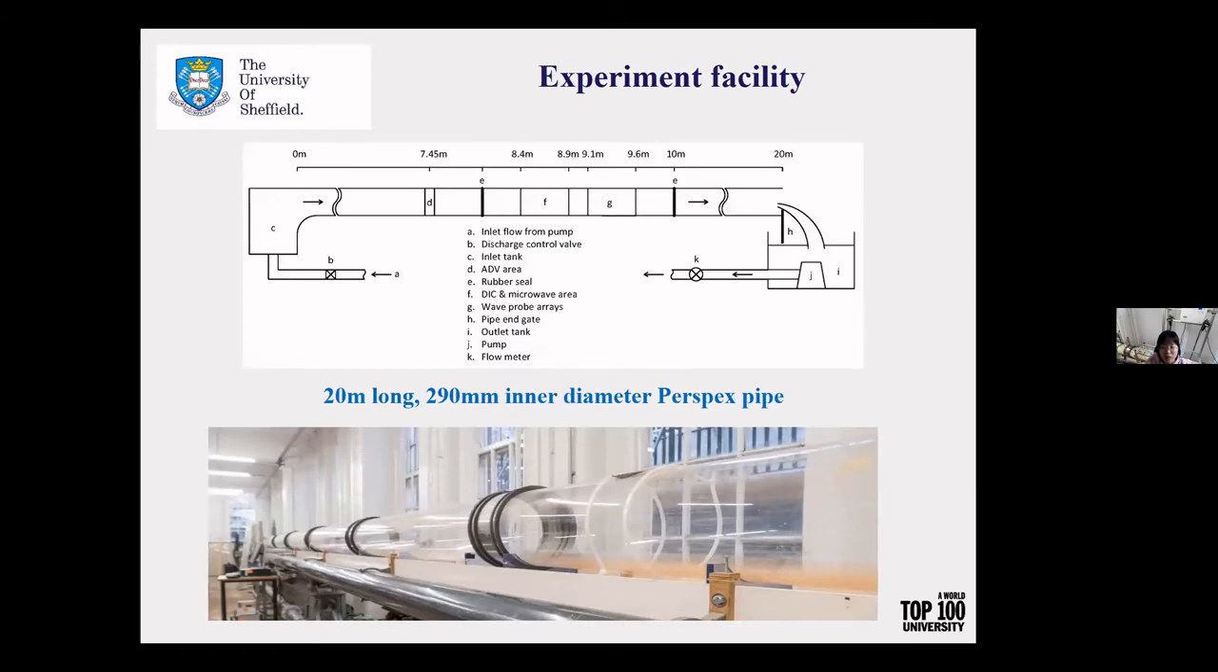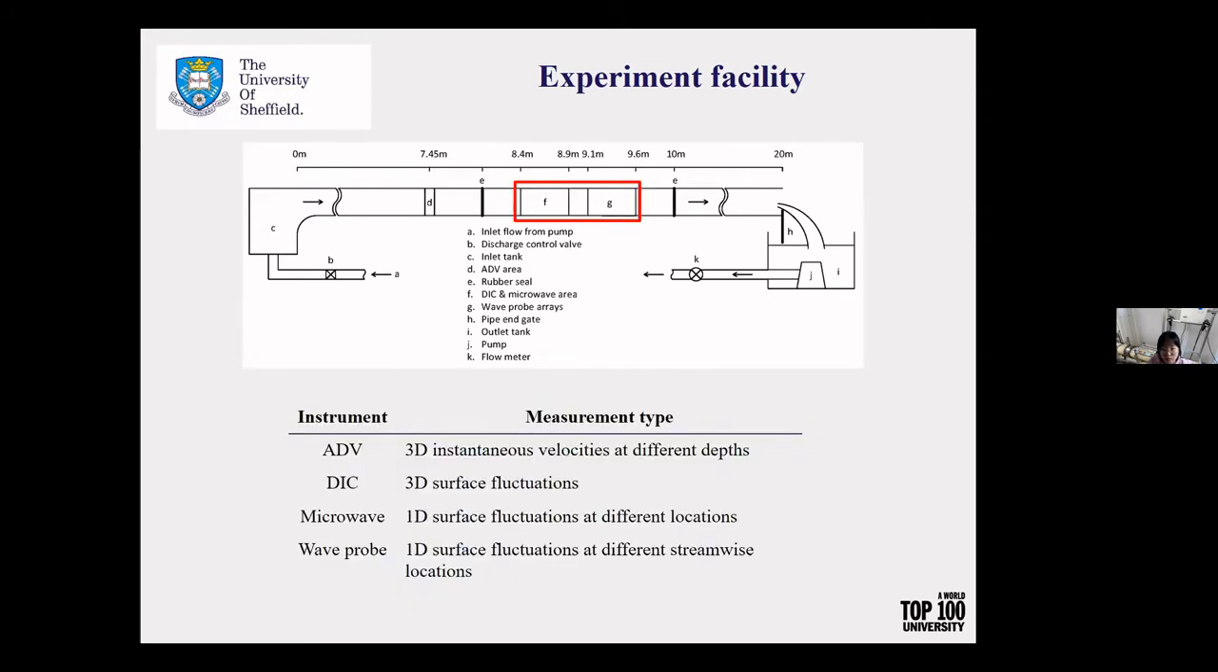All experiments are carried out in a 290 mm internal diameter and 220 meters long pipe. The measurement area is in the center section of the pipe. The surface properties are measured from DIC, digital image correlation, wave probe, and microwave sensor. The underlying flow properties are measured by ADV, acoustic Doppler velocimetry. I will explain the details of this instrument in the later slides.